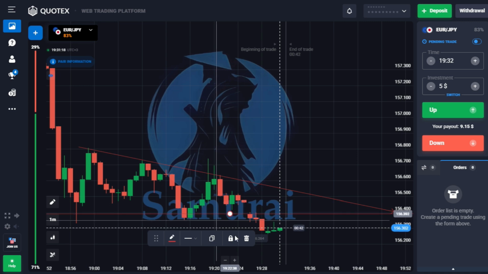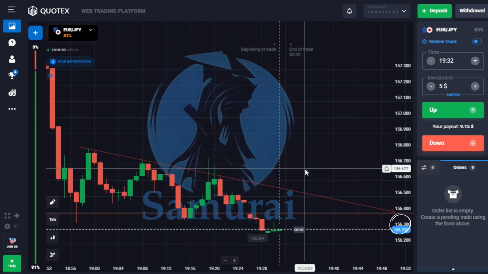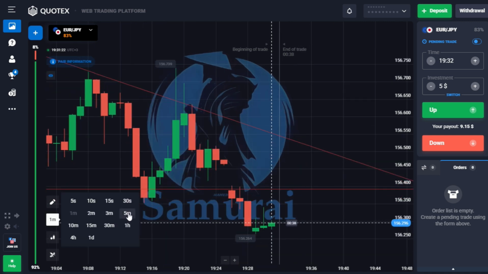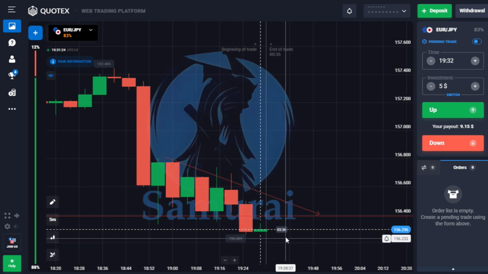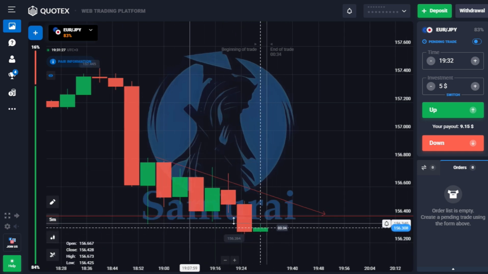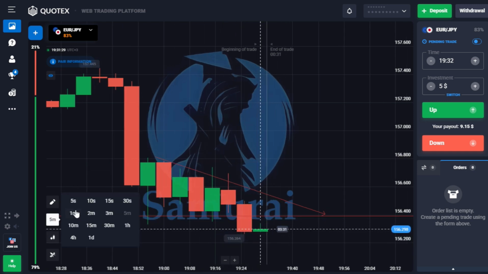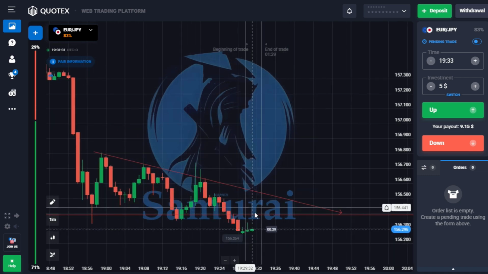We also can see that there is a retracement on the round number here. Let's switch to a larger time frame. Here we can clearly see the retracement process. Now returning to our basic time frame and see what we have.